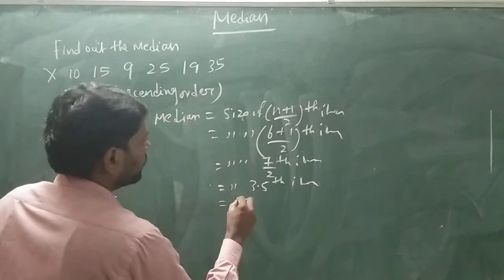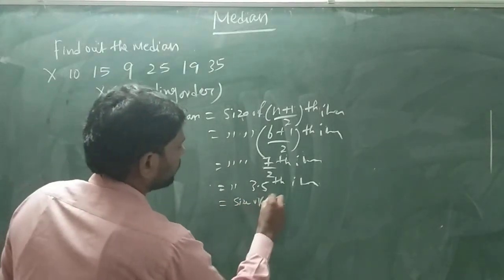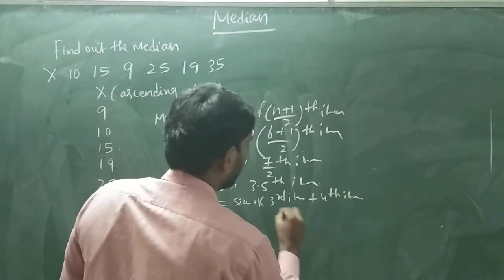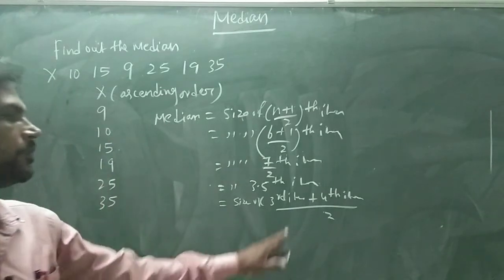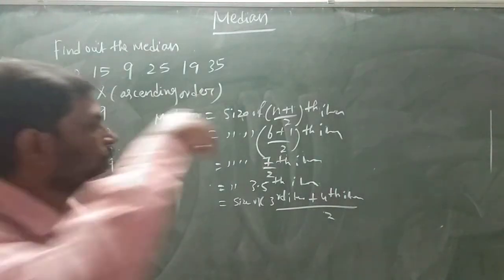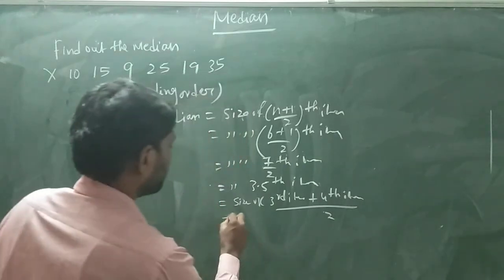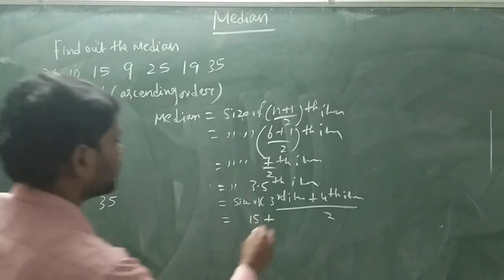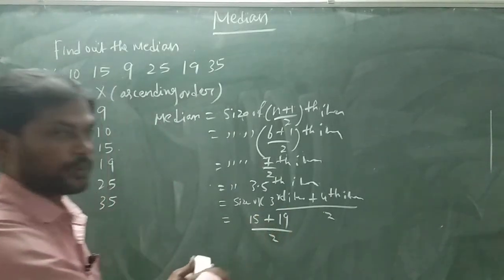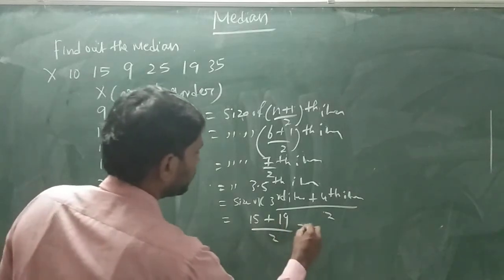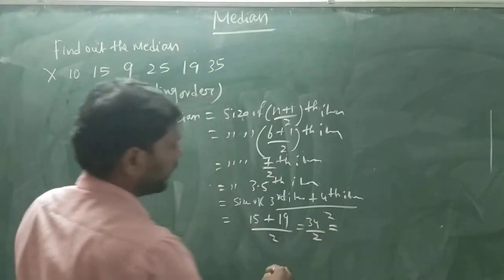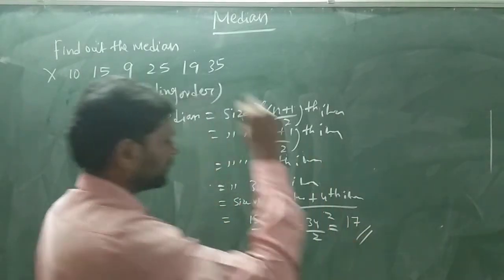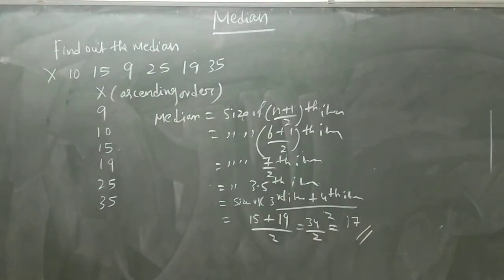So it is size of third item plus 4th item divided by 2. The third item is 15 plus the 4th item 19, by 2. So 34 by 2 is 17. The median value is 17.